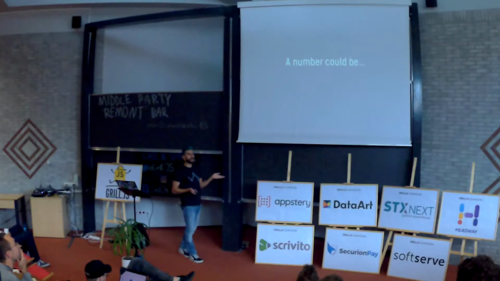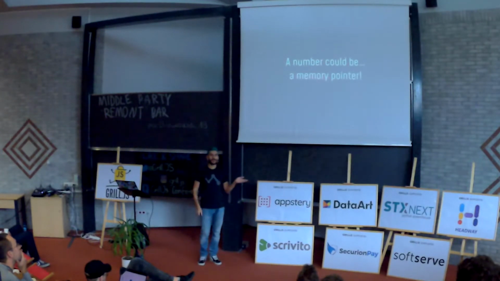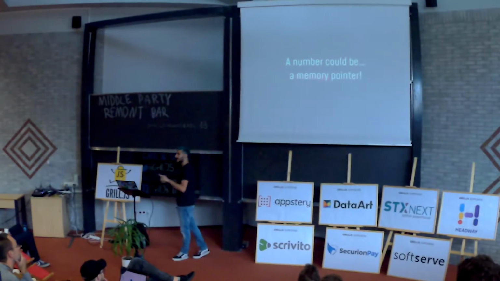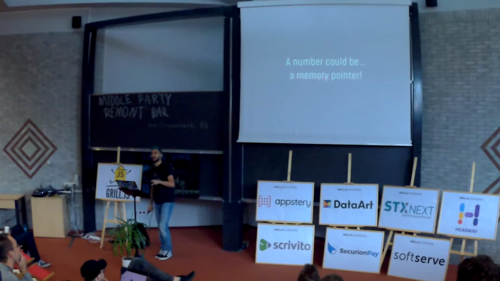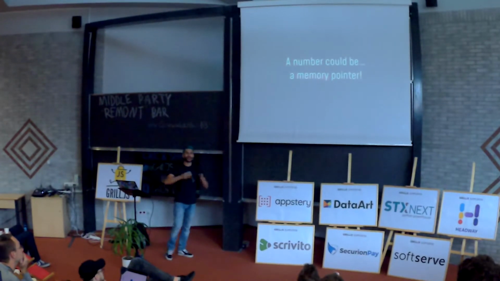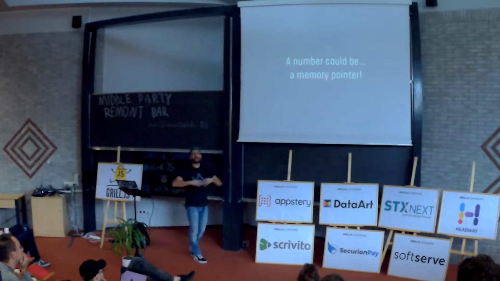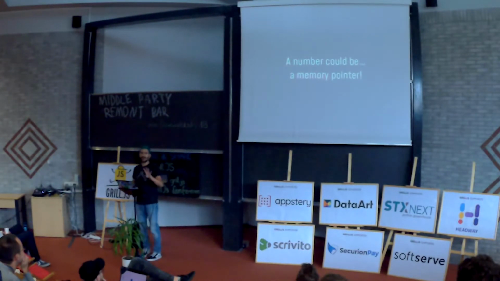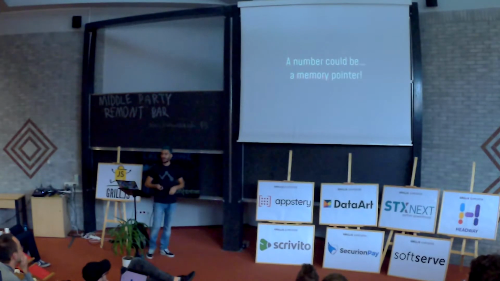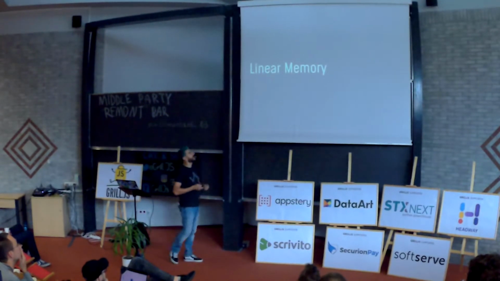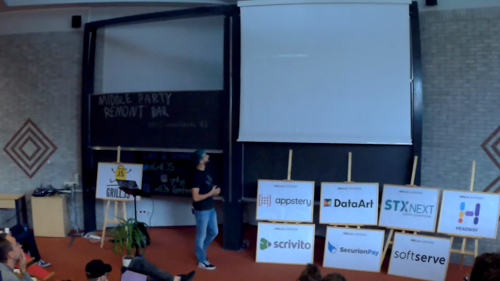But a number could be a memory pointer. So I could use inside my WebAssembly code my numbers as a pointer to some dedicated space in a dedicated memory range to access some part of the code and execute it directly inside my machine. This is why I've got only 4 types inside my WebAssembly code right now. So it leads me to the linear memory. What is linear memory?